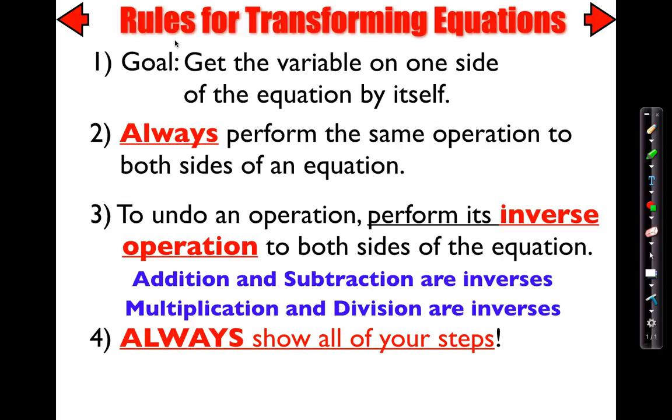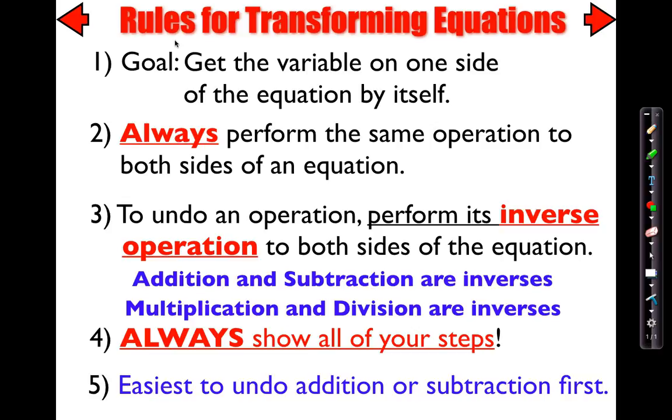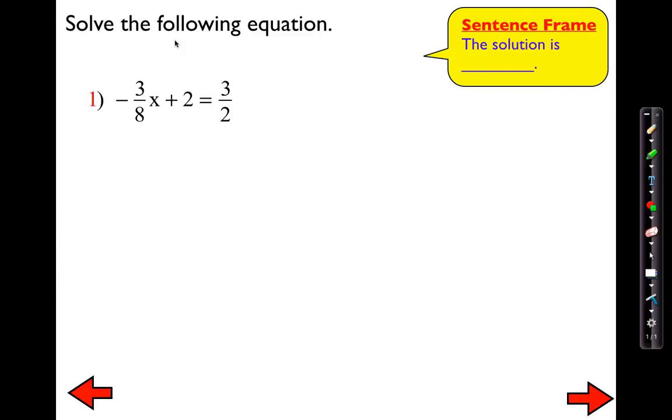Number 4, always show all of your steps. And last but not least, it is the easiest to undo addition or subtraction first. Okay, so with that said, let's take a look at our first equation. So here we have negative 3/8x plus 2 equals 3/2.